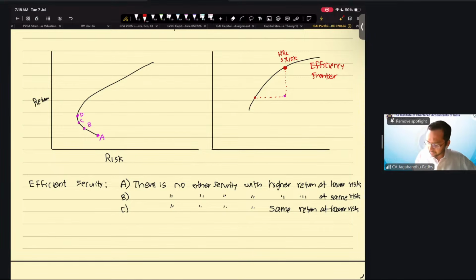Then we have this security, which gives the same return at lower risk. And if you look at any other diagonal, you have this as high return at lower risk. So in either case, this particular security is inefficient because all other securities on that efficient frontier are providing better terms. Okay. So this is what the efficiency frontier is.